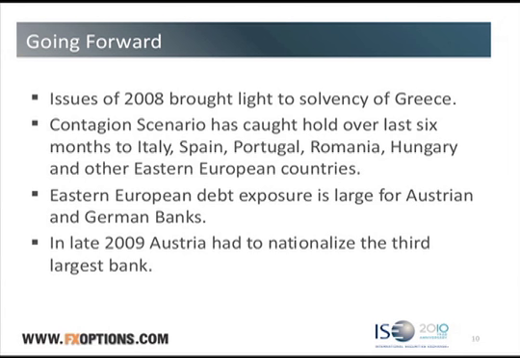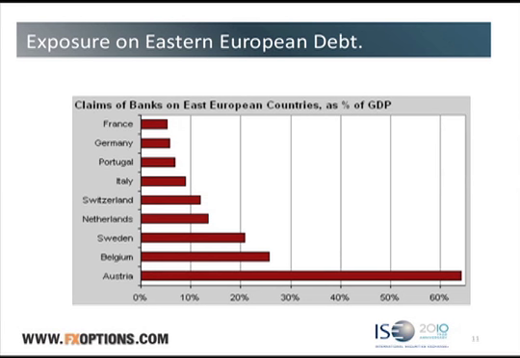Now, look at Austria. Austrian banks have lent money to Eastern Europe at 65% of their GDP. This is huge. And also keep in mind that the majority of Austrian banks are a part of German banks. So you can imagine the implications.